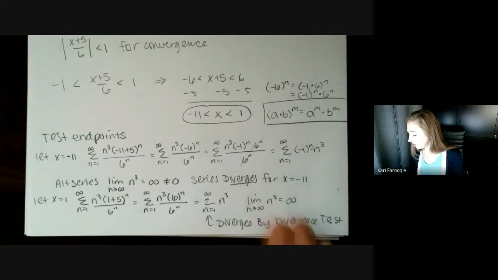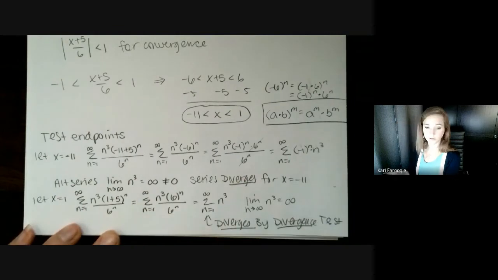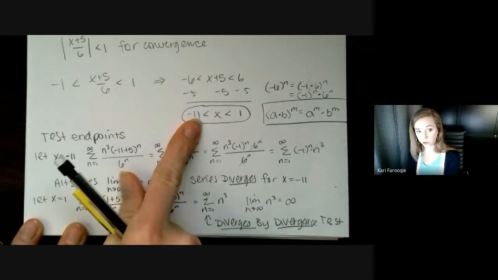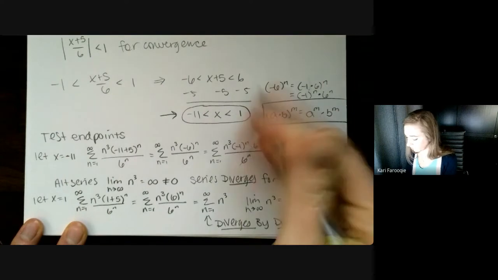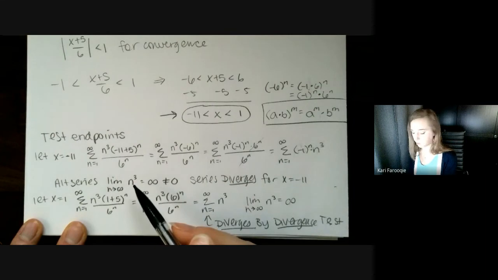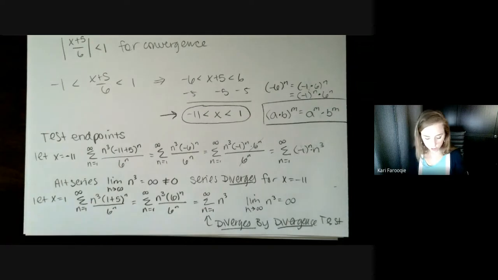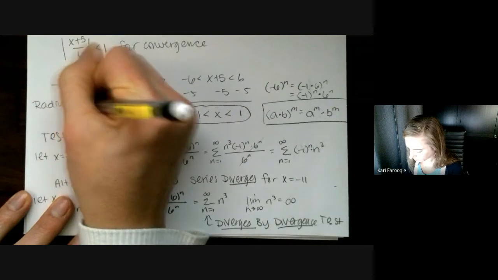Okay, so once you test the endpoints, in this case, we found that both of them gave us series that diverged. You're going to see that, okay, the endpoints aren't going to work here. We're not going to change our answer. So this is our convergence range here. We're going to say that as long as x is between -11 and 1, your series converges. One more thing you could say, and I think you're going to be asked for it on the homework, so I want to make sure to point it out. The radius of convergence.